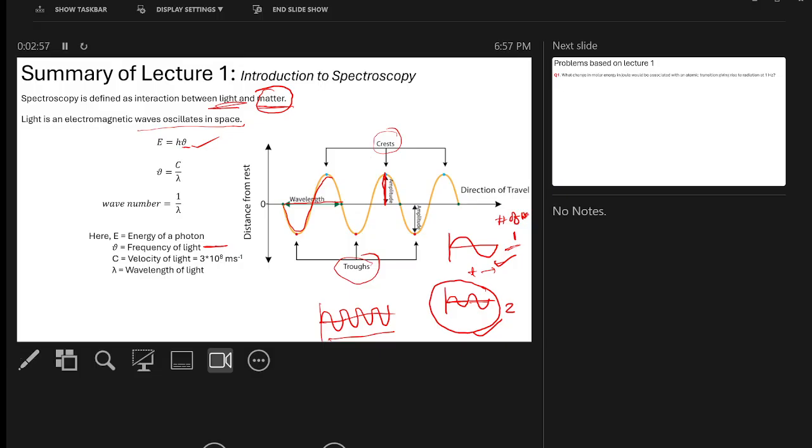This frequency can simply be related by the equation nu equals c by lambda, where c is the velocity of light and lambda is the wavelength, the length of a complete wave. The wave number is defined as 1 by lambda; the inverse of wavelength is called wave number. By using these equations, let's try to solve some problems.